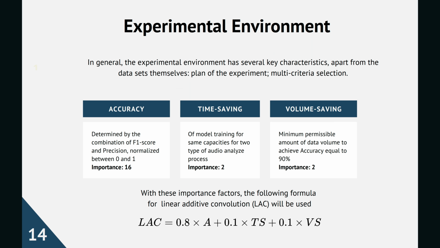After expert evaluation among several specialists in the field of data analysis from Ukraine, Poland, Austria, Portugal, and the United States, the following indicators were selected as the key performance criteria. Accuracy, defined via precision and recall matrix, with importance factor of 16; saving the time of the target algorithm with importance factor of 2; saving the minimum permissible amount of target data to achieve accuracy of more than 80% with importance factor of 2. So the following formula can be approached for the effectiveness evaluation.